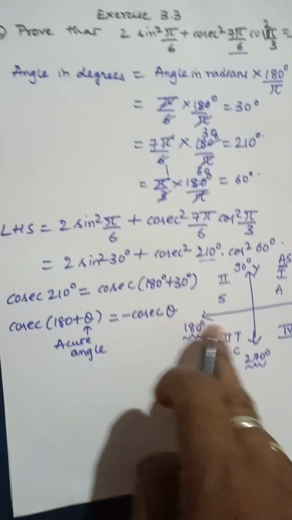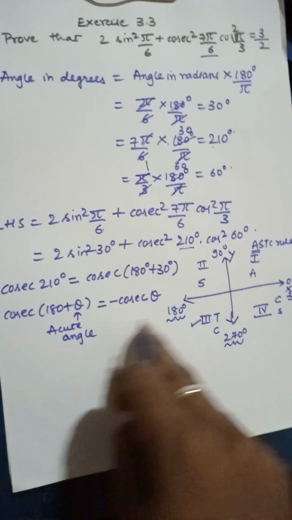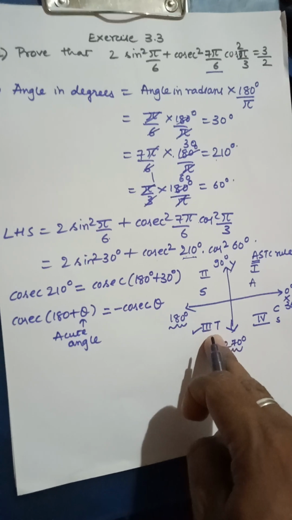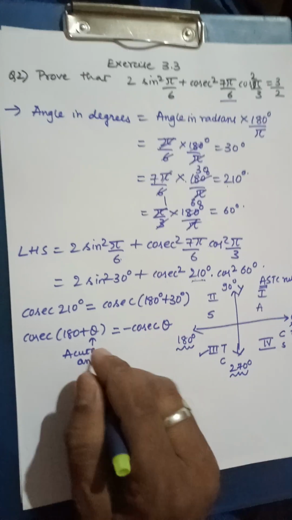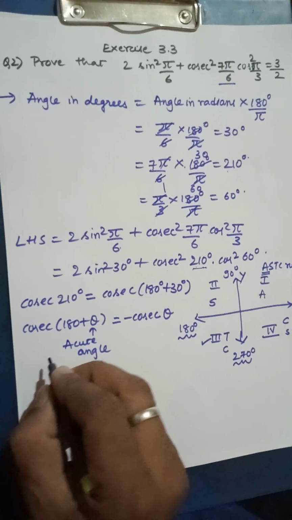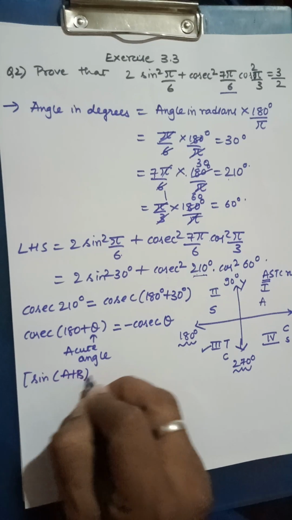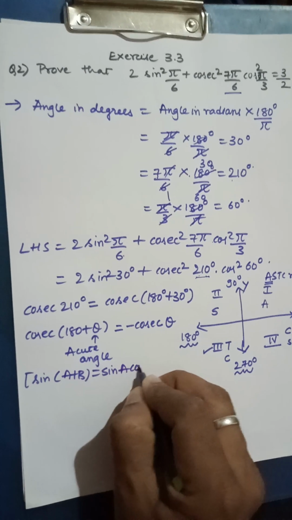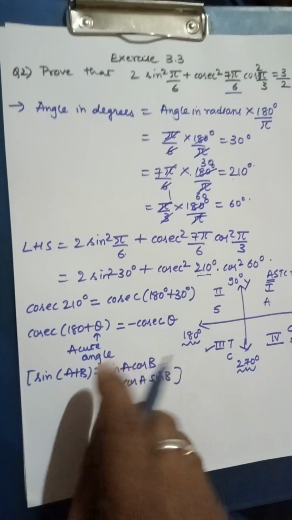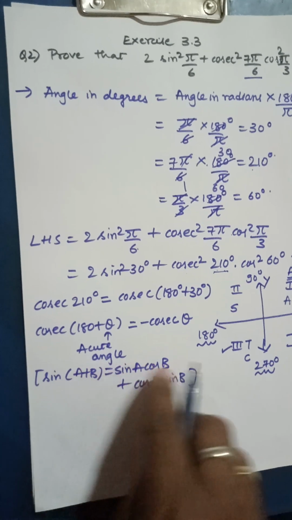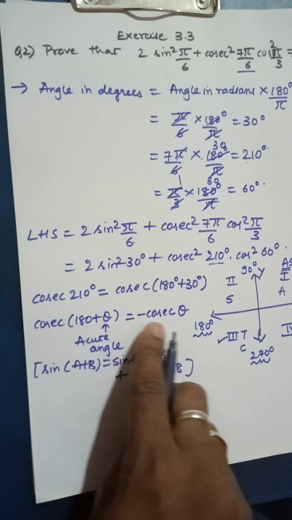Why minus here? Because 180 plus theta, if theta is an acute angle, that is between 0 and 90, the angle falls in the third quadrant. In the third quadrant, cosecant is negative. You can easily prove this by using the identities. Sine A plus B is equal to sine A cos B plus cos A sine B. Using this, first we can get the value of sine 180 plus theta as minus sine theta, and then we can take the reciprocal to show that cosecant 180 plus theta is minus cosecant theta.